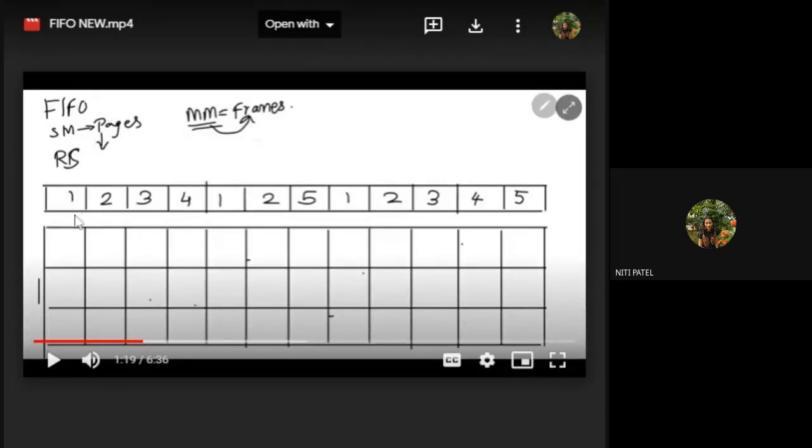So these are my pages 1, 2, 3, 4, 1, 2, 5, 1, 2, 3, 4, 5. They are in the form of a reference string inside the secondary memory. Can the CPU take these pages directly and start the execution? No, they have to be brought into the frames. Why? Because once brought inside the frames in main memory, only then can they be selected by the CPU. Yes or no?